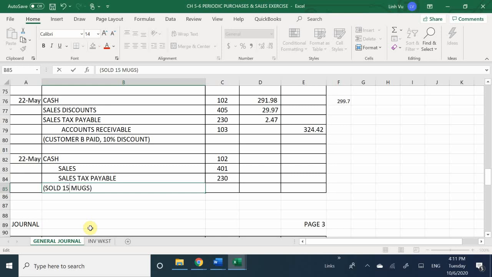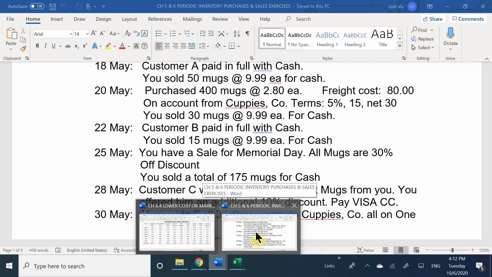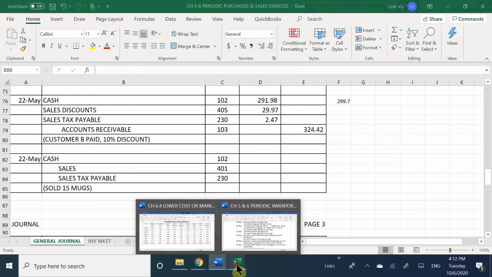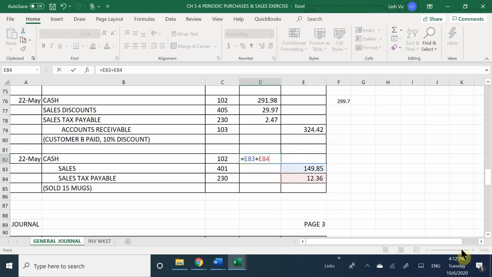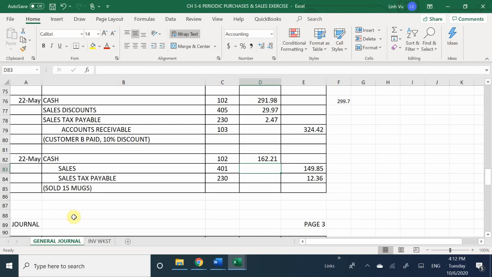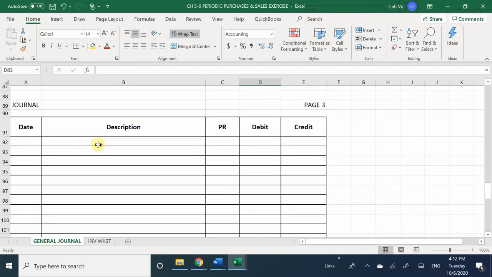Okay, perfect. We sold on the 22nd of May another 15 mugs for cash. So the sale is $149.85. 15 times $9.99 should give you $149.85. Good. How much was the sales tax on this? Sales tax was $12.36. Giving us a grand total of $162.21. Perfect. And the description here is we sold 15 mugs. I've reached the very bottom of my second page, so I'm going to journalize on my third page.